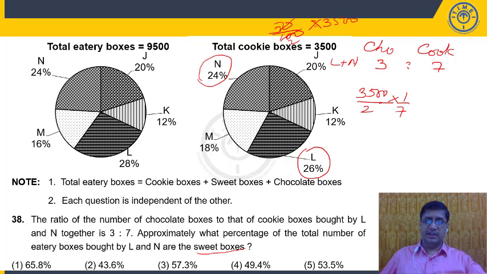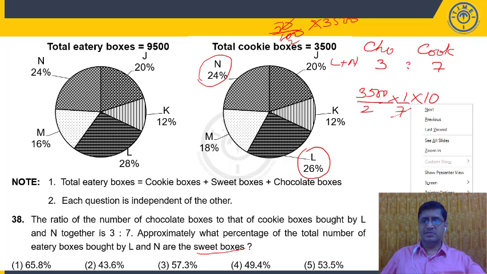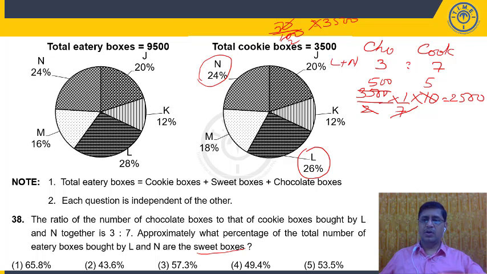Now what is the total here? Total is equal to 3 plus 7. It is 10 parts. Am I clear? Simplify this. 7 goes exactly 5 times. What about 2? 2 into 5 times, the result is 2500. What is this? Total number of cookies and chocolates bought by L and N. So this is the total, 10 parts.